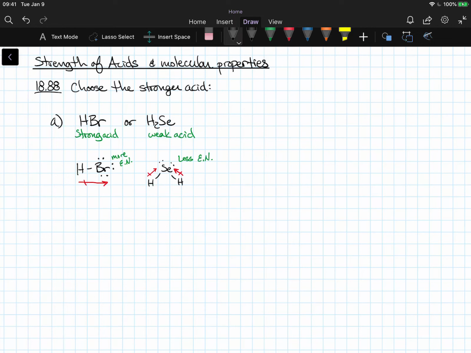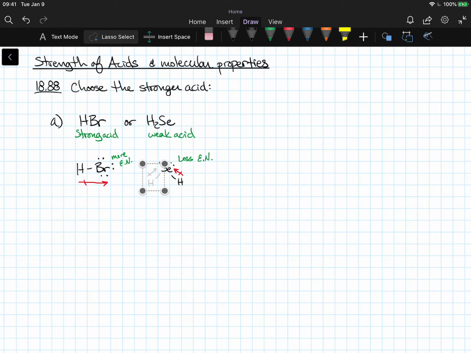meaning that in order for this to act as an acid, it's going to have to pull some of that electron density away from that proton. So if we look here at bromine, it's that bond right there, the electrons in that bond will be pulled towards the bromine, which makes it easier for that H+ to leave, versus selenium has less electronegativity to really pull on that bond. It's dealing with this other hydrogen over here, and again, it doesn't matter which one you choose as long as you're consistent.